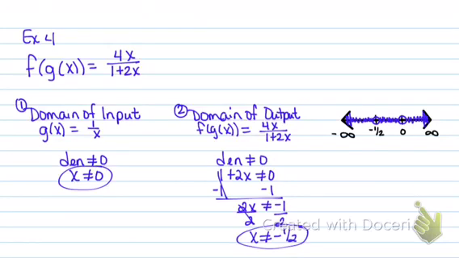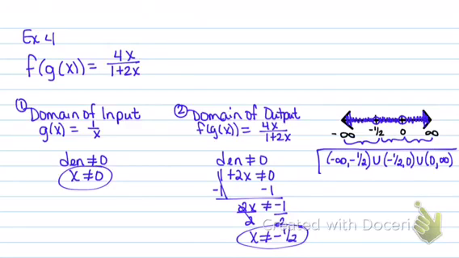So now we can see our domain. We can see that it goes from negative infinity to negative 1/2, and use a parenthesis because it's an open circle. Union, negative 1/2 with a parenthesis to 0. Use a parenthesis because again it's an open circle. Union, and then the last part there is 0 with the parenthesis to positive infinity. And so this right here is the domain of the composition function.